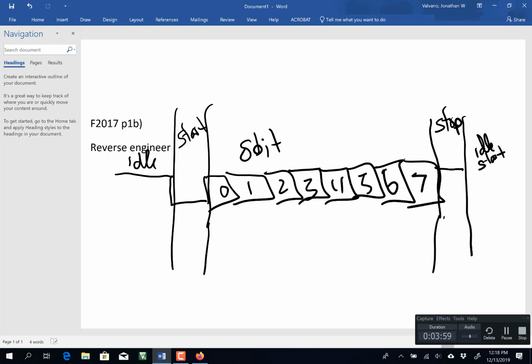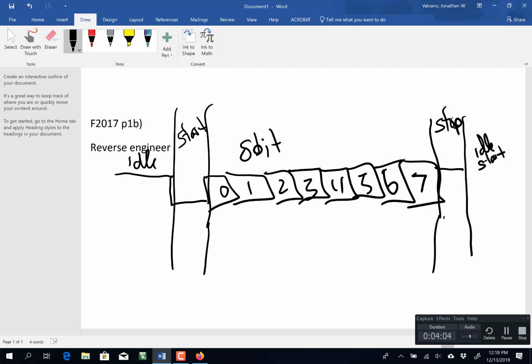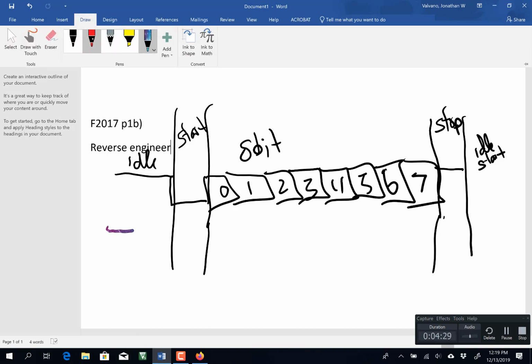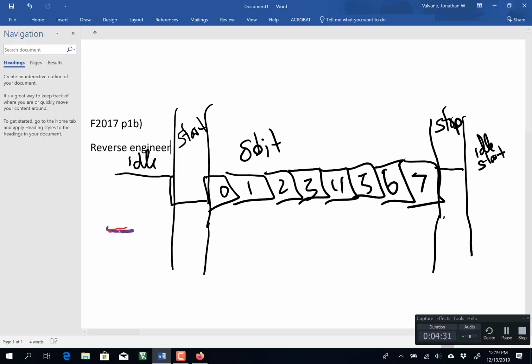Now what I'll do is I'll change colors. The other thing about this is, what can you tell me about the time between each of these bits? They're the same. Okay, they're the same. They don't have to start at 0. Wrong color, just draw red.